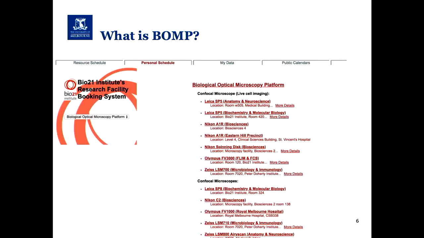So one of the first things we did when we established the platform was to set up a centralized booking system. So you can sign up to the BOMP platform. This runs on the Bi-21 booking system. And all of those microscopes and analysis computers can be found in one place. So you can search, see which ones are available, which ones might be within your building or close to you, and then book those online.